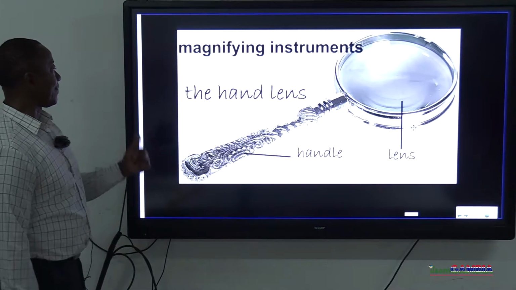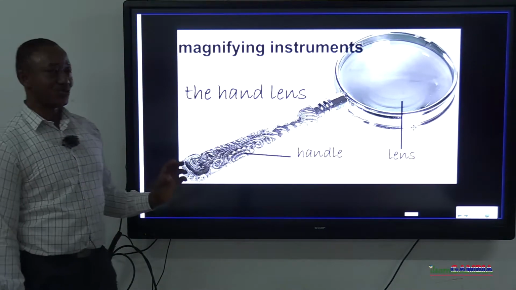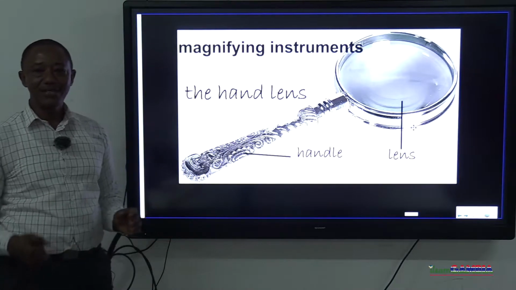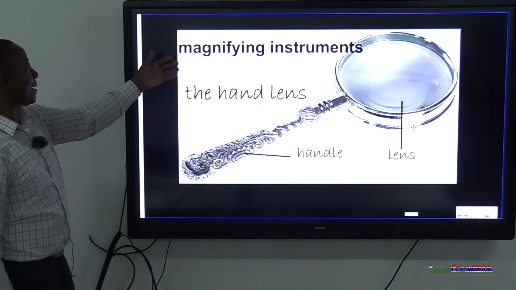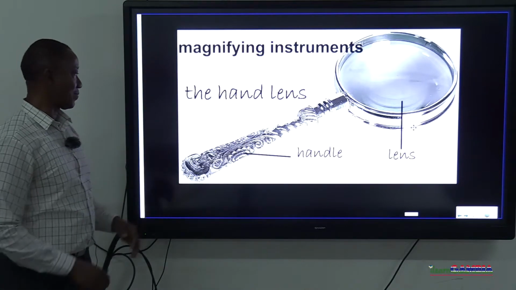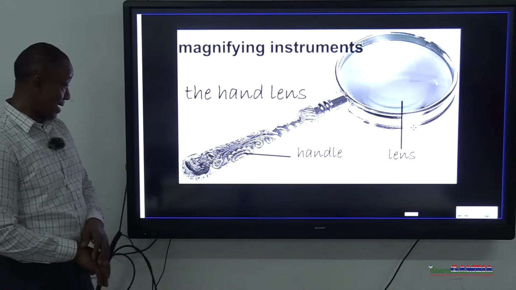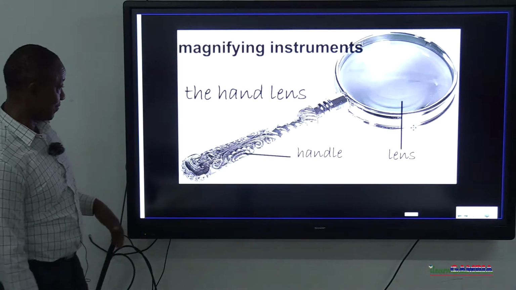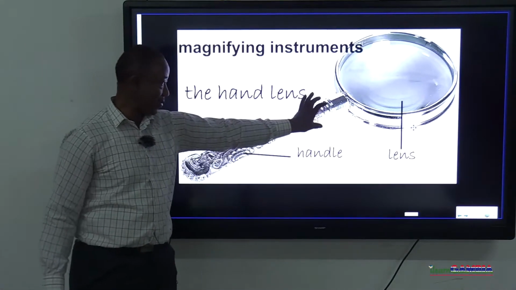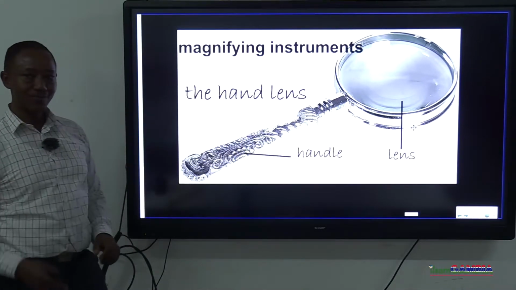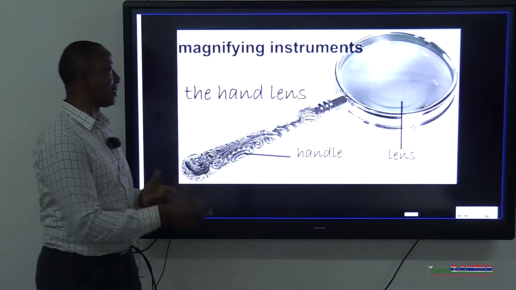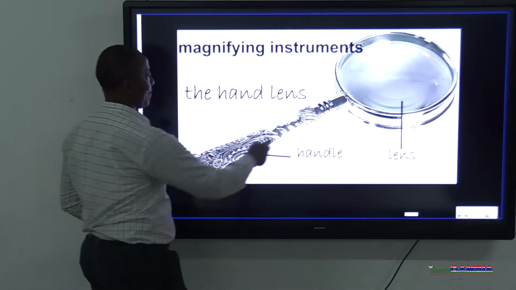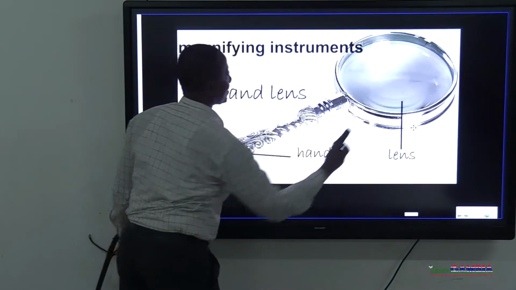We need magnifying instruments to enable us to look at cells because cells are very small. The naked eye cannot see them. But what are magnifying instruments? The commonest one is the hand lens. Sometimes they might bring a picture of it for you. You probably may not have this nice, fanciful, beautiful one in your school laboratory, but simply the design is the same. You have a handle and you have the lens itself.